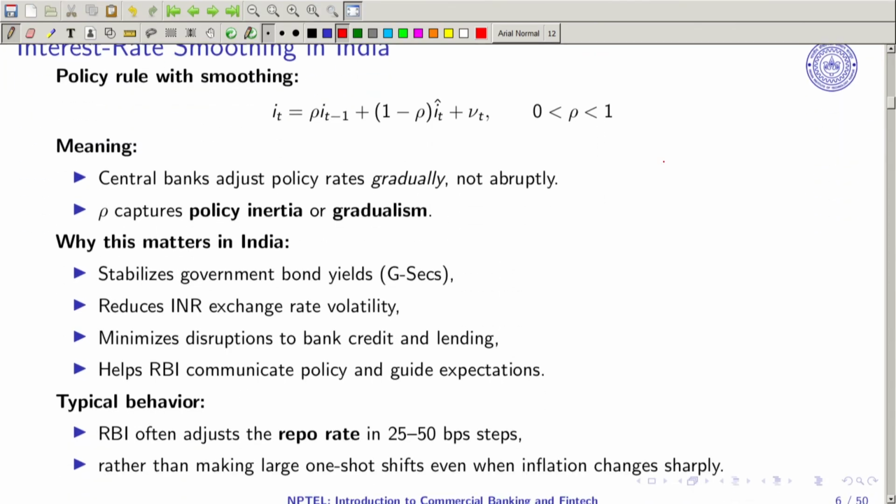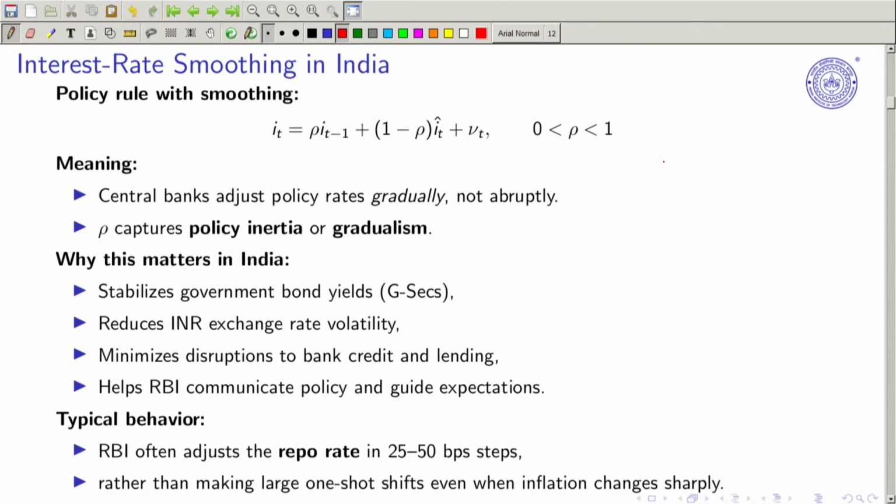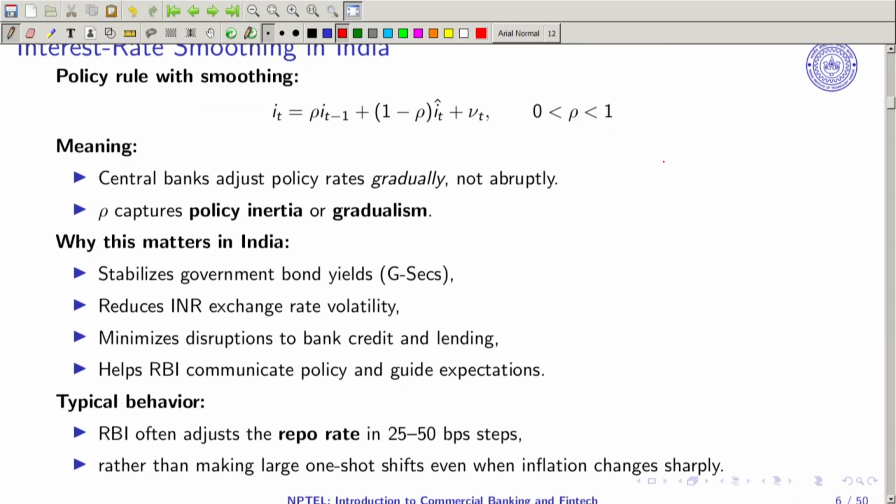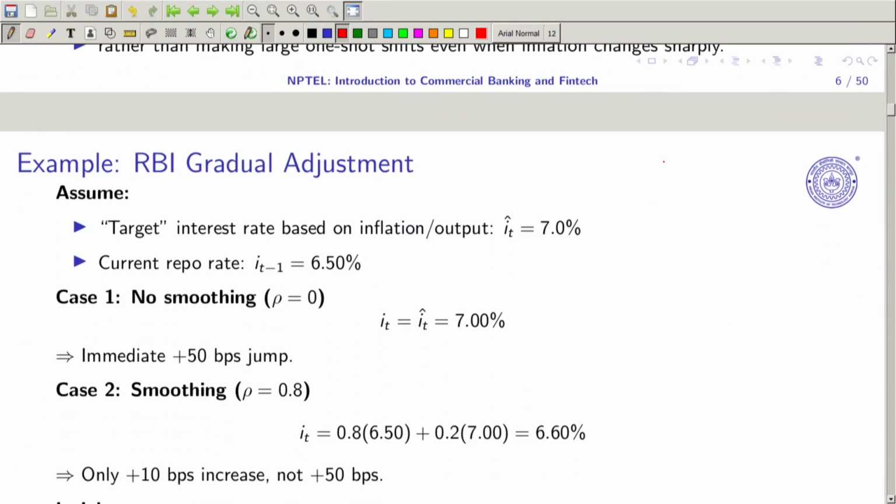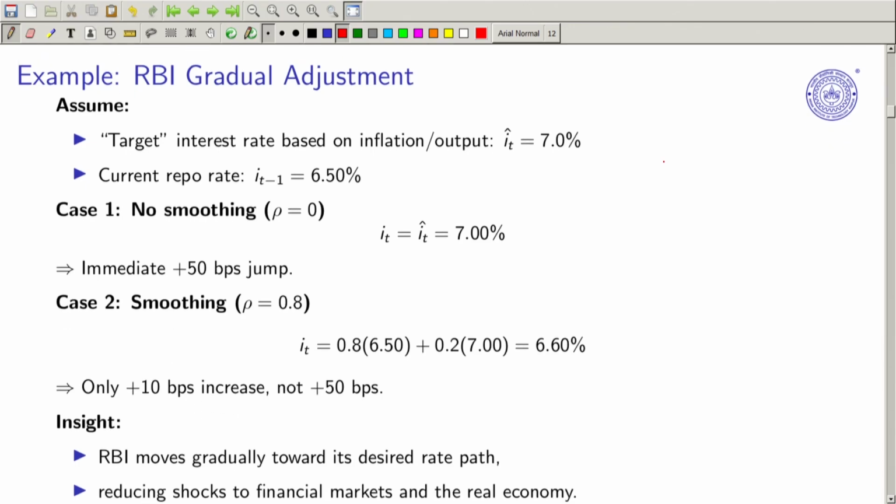Suppose I assume that i_t is equal to rho times i_{t-1}, plus (1 minus rho) times i_t hat, which is nothing but the Taylor rule based rate. So i_t hat is the Taylor rule. Now if we put the values in, we can easily see. I will come back to this slide. Let's go through this particular case.